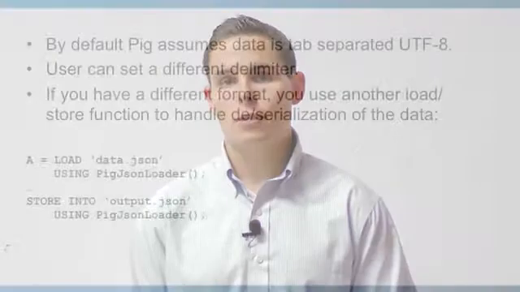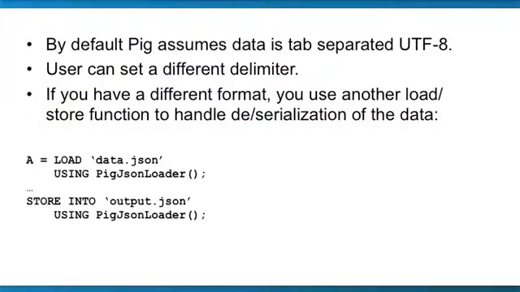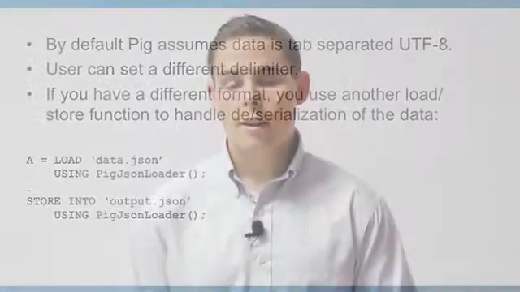So let's take a look at custom loading and storing. By default, Pig assumes data is tab separated UTF-8, and the user can specify a specific delimiter. You can even write a custom load function, such as PigJsonLoader below, to load JSON files into Pig. Pig is very flexible, and that's where the power comes in. You can write multiple UDFs, custom load functions, all in Java that you can use within Pig.